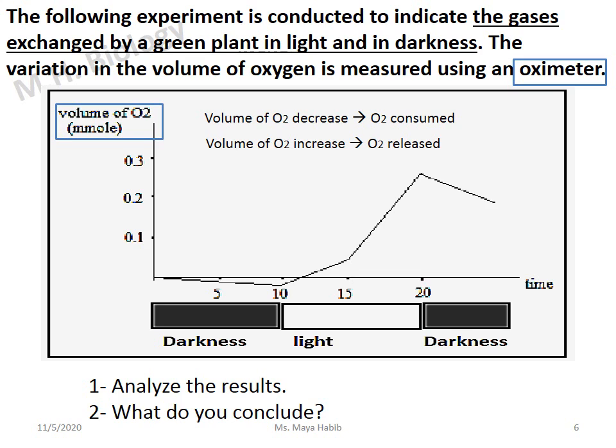Now let us read the results. During the first 10 minutes, the plant is placed in darkness. During this time, the oxygen volume decreased. Of course, this means that oxygen is being consumed.